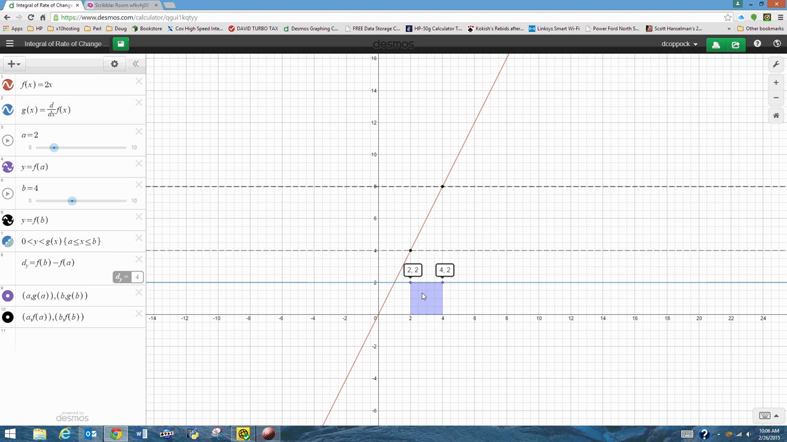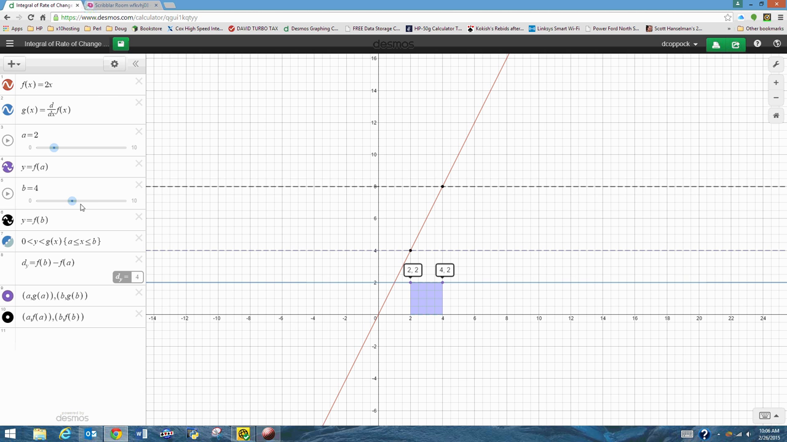And the area under the rate of change function from 2 to 4 is the area of this square right here, which happens to be 2 times 2, or 4, which is also delta y, f of b minus f of a.